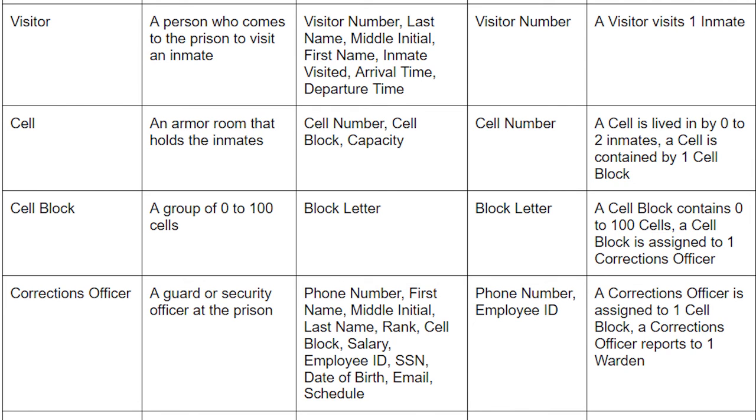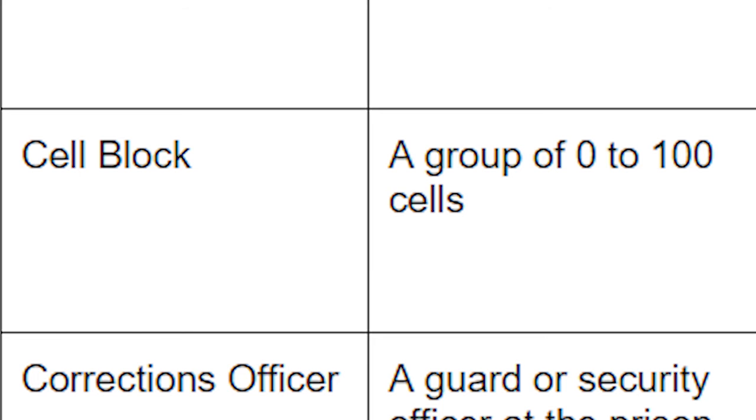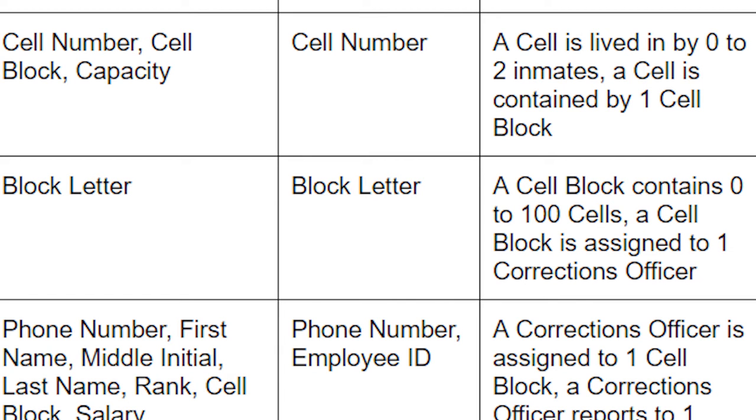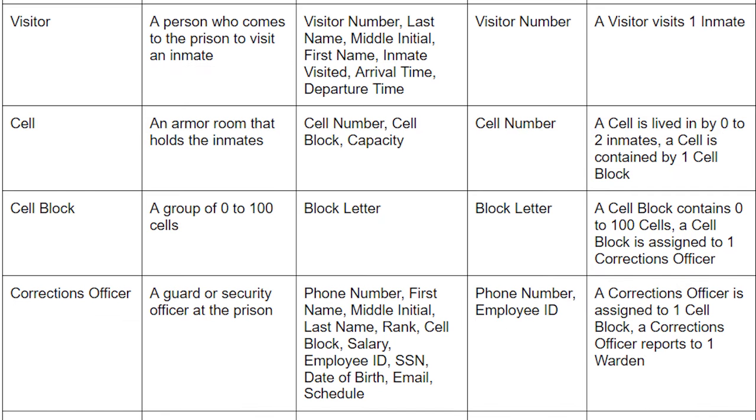Which brings us to the next entity, cell blocks. These represent large clusters of cells represented under a single block letter. This letter would be the only attribute for the cell blocks, and each cell block would contain 0 to 100 cells. Additionally, any given cell block has one corrections officer assigned to it.